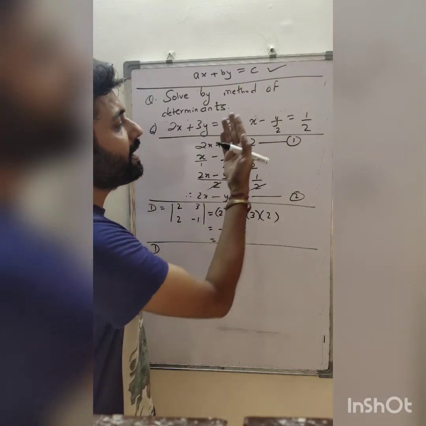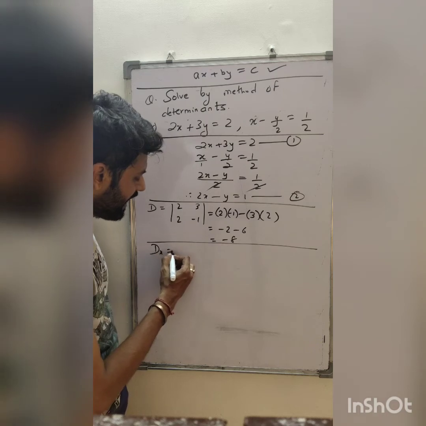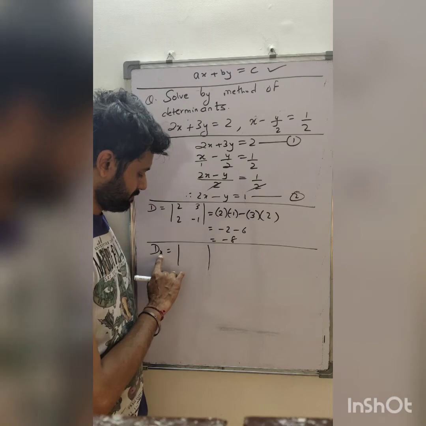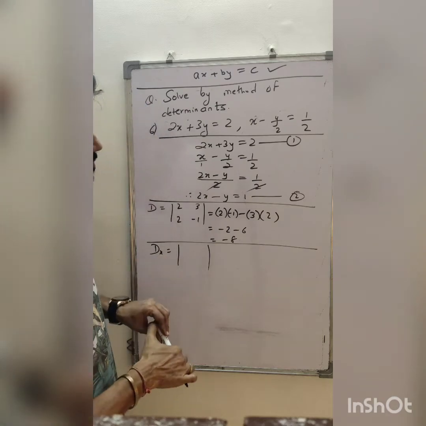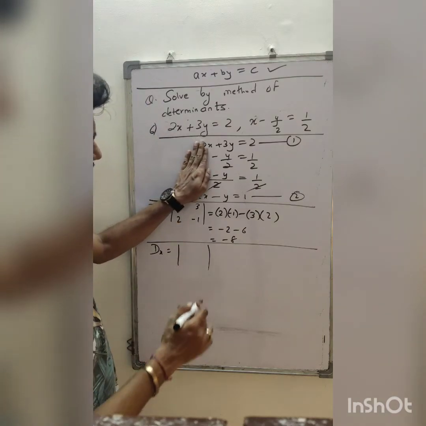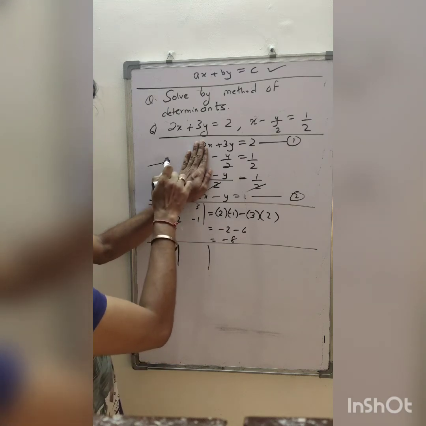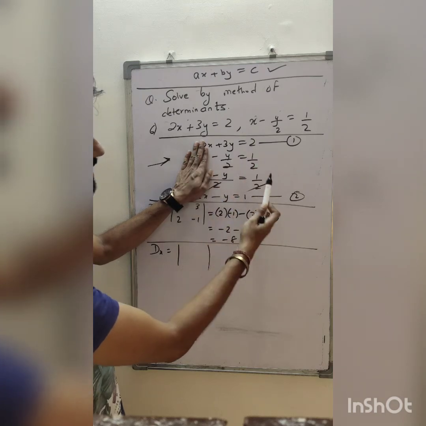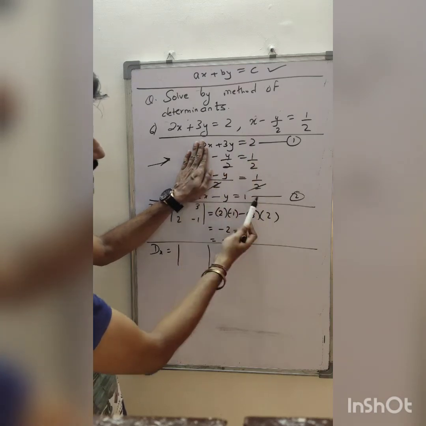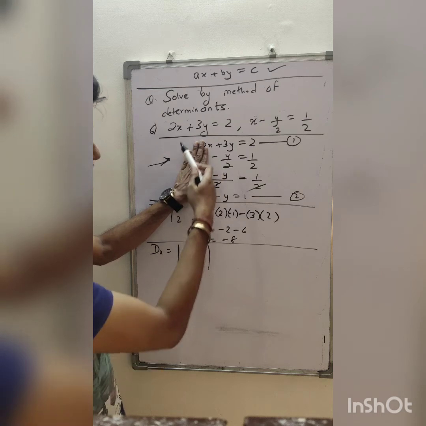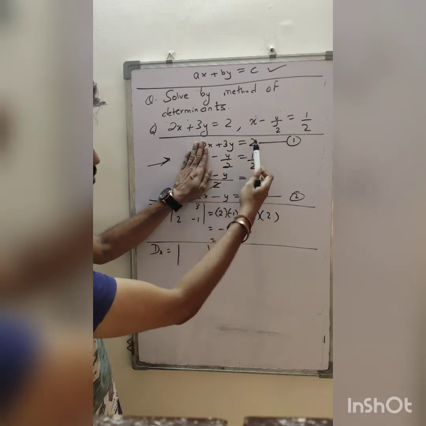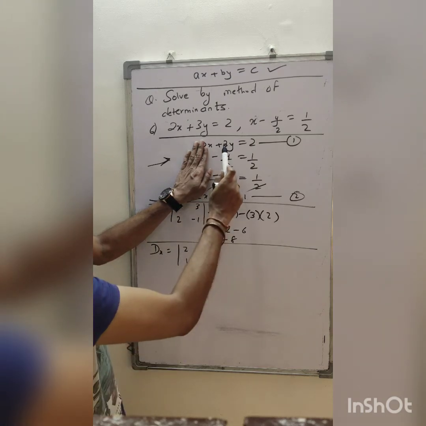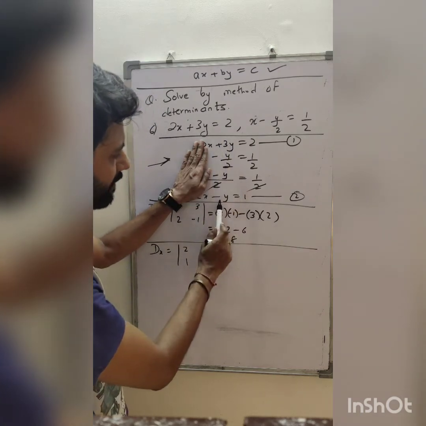This was the determinant formed by hiding the constants. Now I will form the determinant by hiding the variable x, and so the name of this determinant is Dx. When I hide x, the coefficients are replaced by the constants 2 and 1. 2 and 1 comes first. I will write 2 and 1. And later I will write the coefficients of y, that is 3 and minus 1.